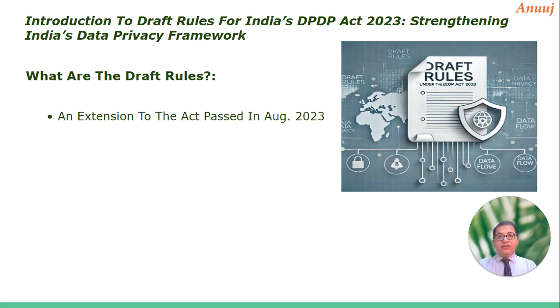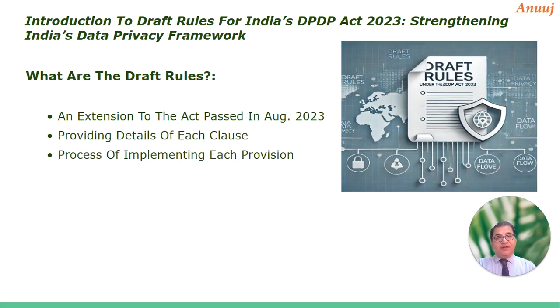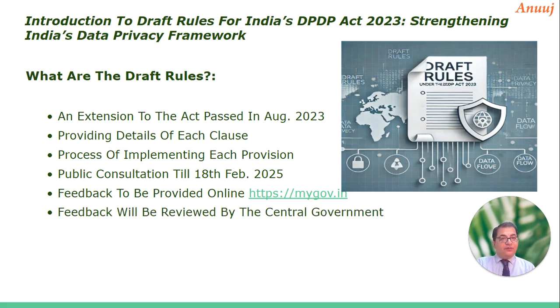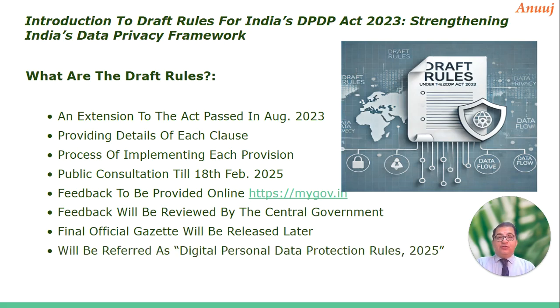So as an extension to the Act passed in August 23, the government has provided details of some of the clauses. We are going to discuss them in the subsequent slides and is expecting the public to provide their feedback, any objections, any suggestions that we have by 18th of February 2025 on the government website https://mygov.in, and once we have provided the feedback, the central government will review the feedback and announce an official gazette with the detailed rules. The other good part of it is that they have coined a name also to this and they are going to call it the Digital Personal Data Protection Rules 2025, right?